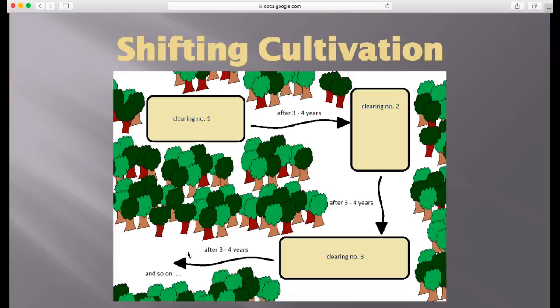So here's a good image of shifting cultivation. They clear the area, they burn it down, they get all the nutrients into the ground. After 3 to 4 years, they move over to the next area, clear it, burn it down, get the nutrients into the soil, and they continue to do this over and over again.